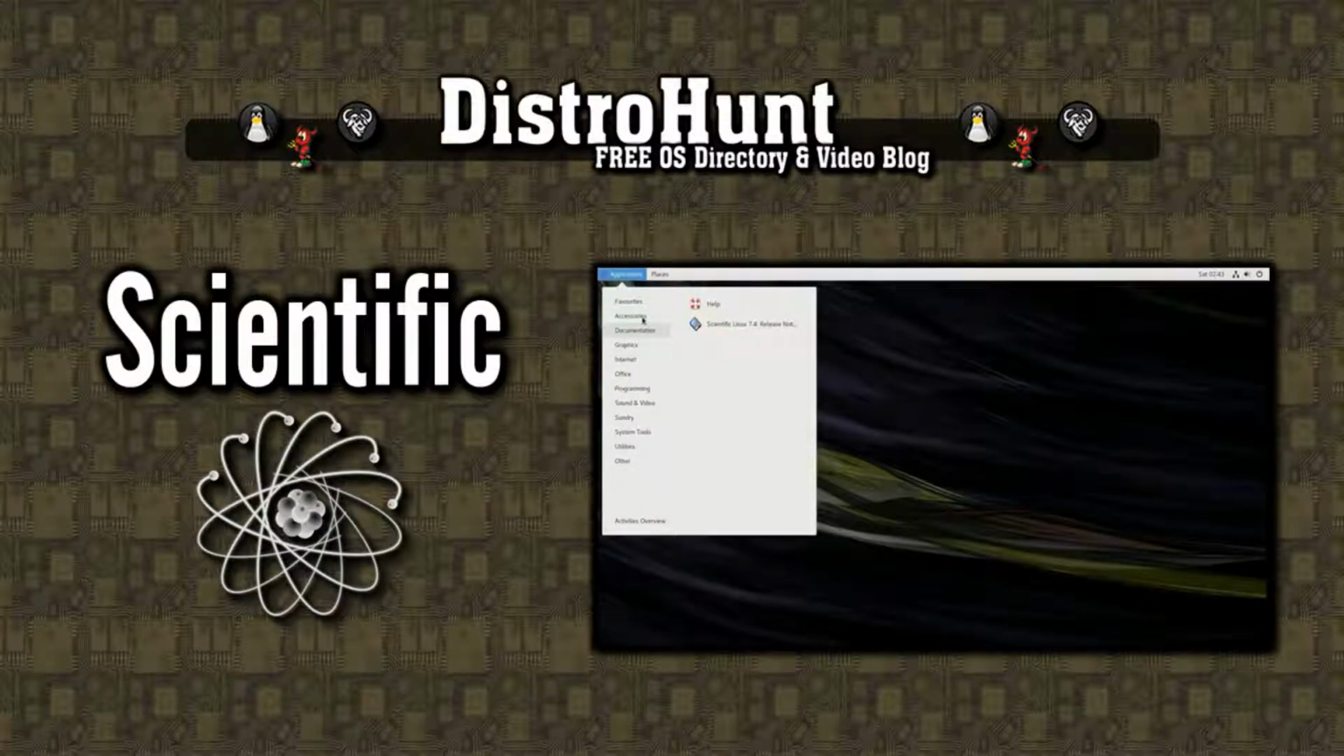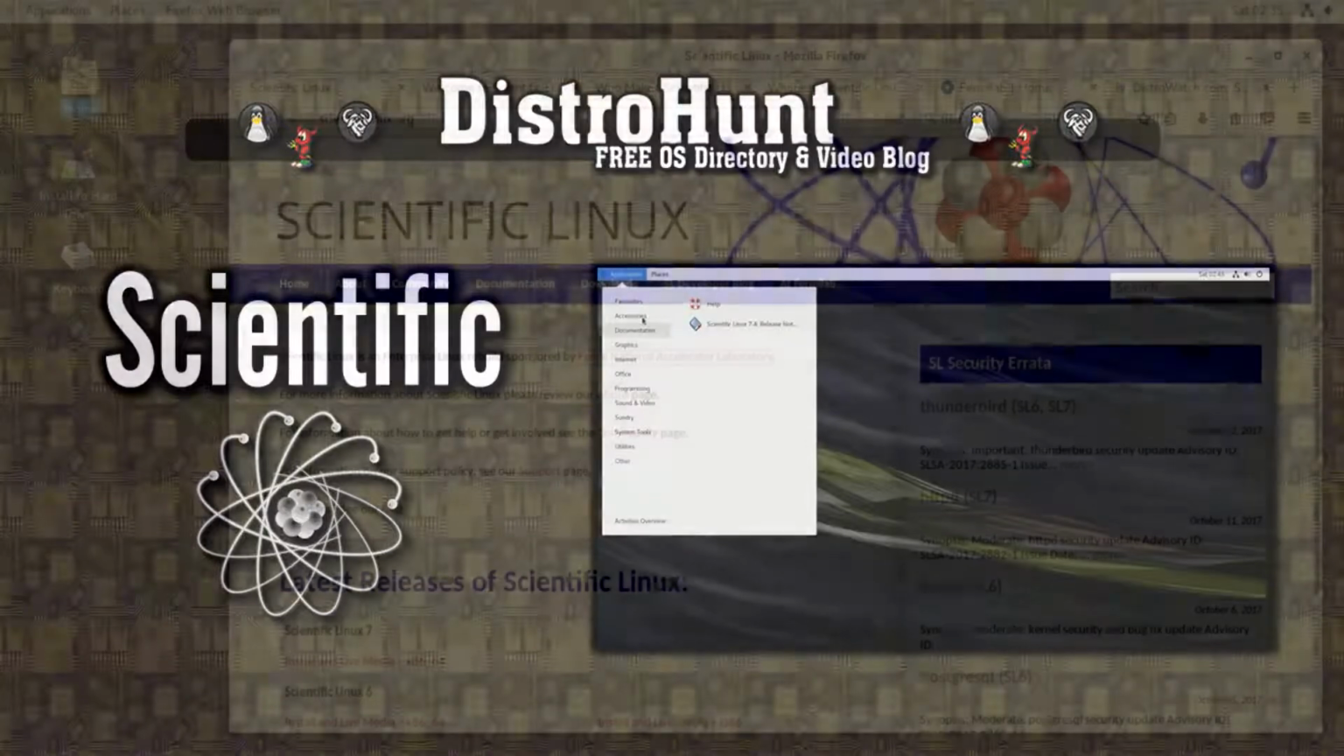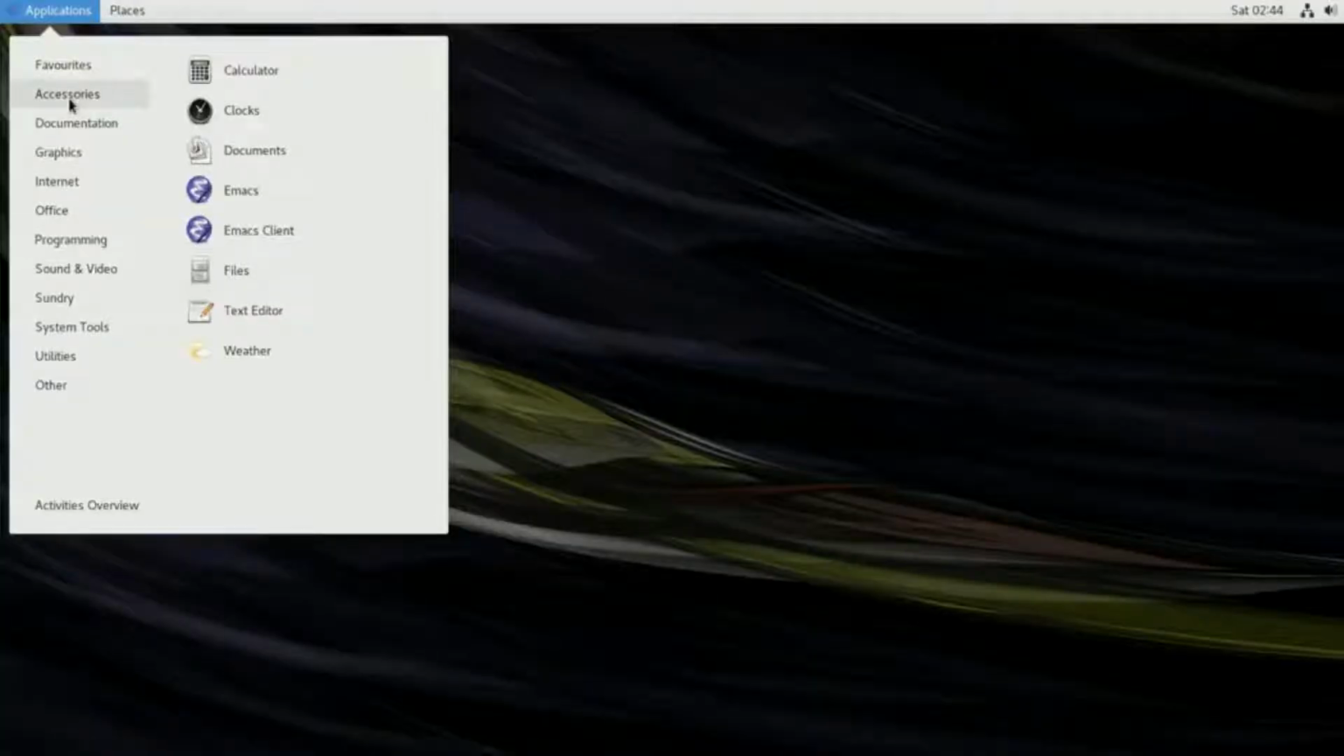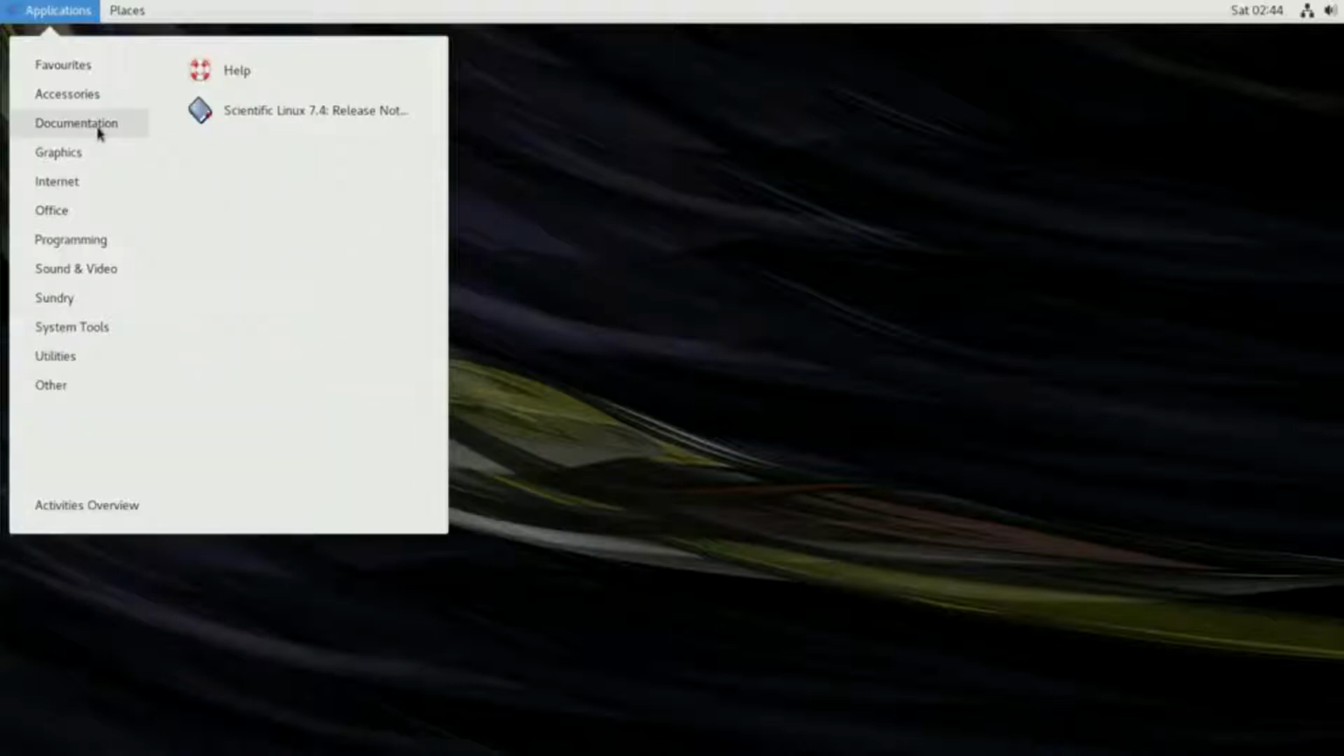Scientific Linux is an enterprise Linux rebuild sponsored by Fermi National Accelerator Laboratory. It is built from the Red Hat Enterprise Linux source code. The primary purpose of Scientific Linux is to produce a common Linux distribution for various labs and universities around the world, thus reducing duplicated effort.